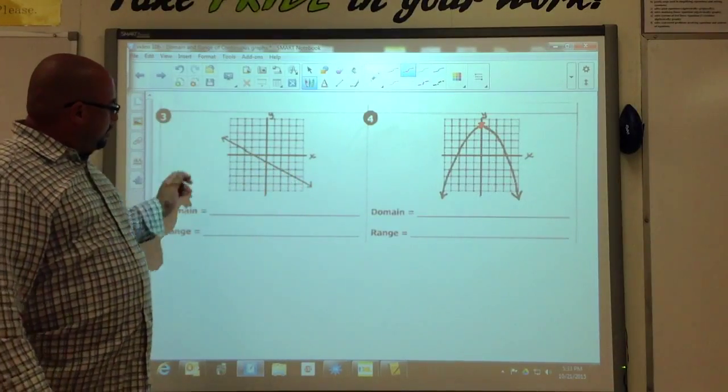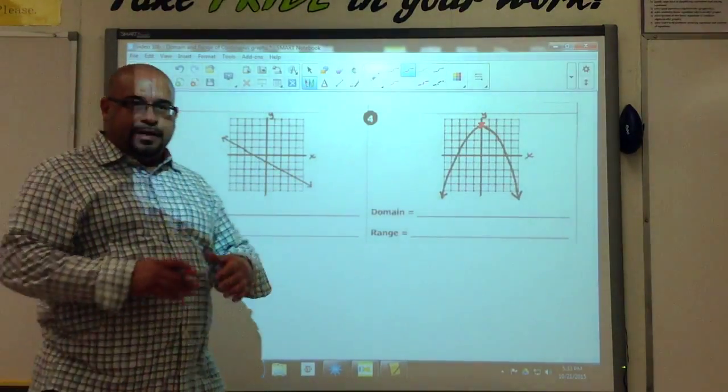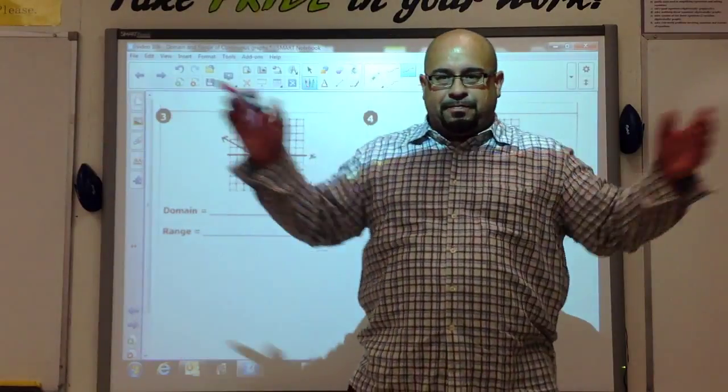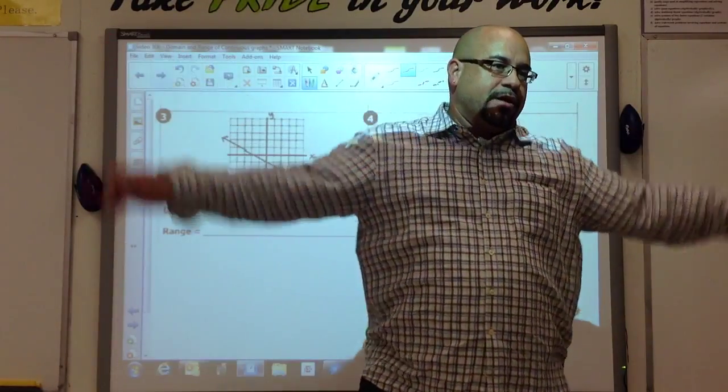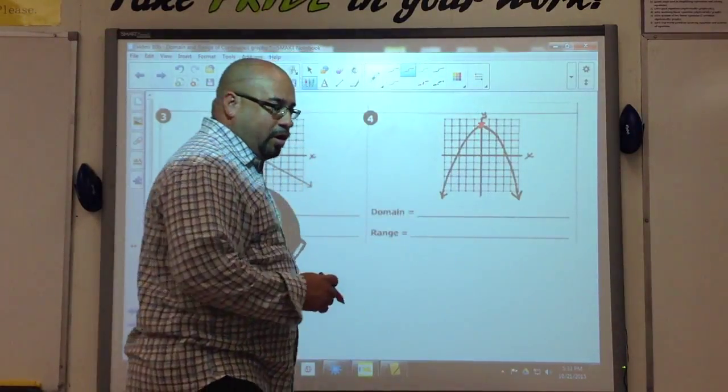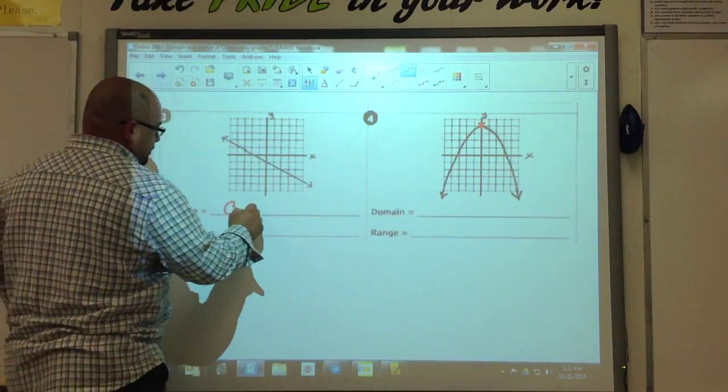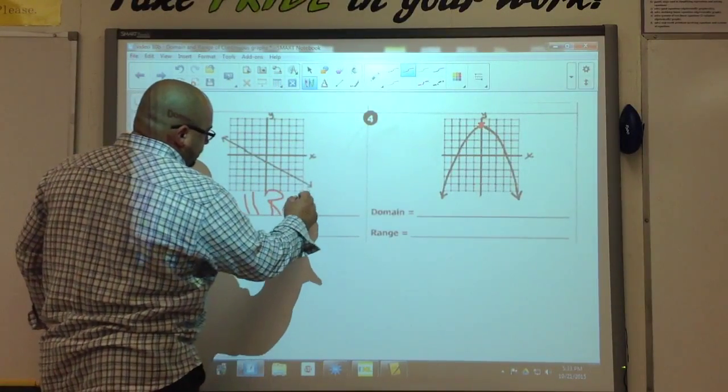Let's look at this line here. Notice the line from left to right, talking about domain, it keeps going. It never stops. So it just keeps going. We call that, again, all real numbers.